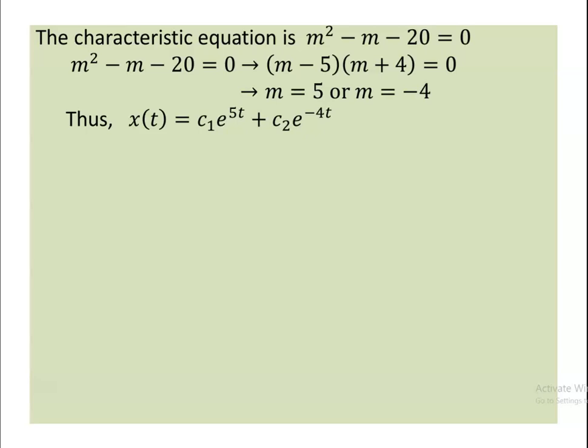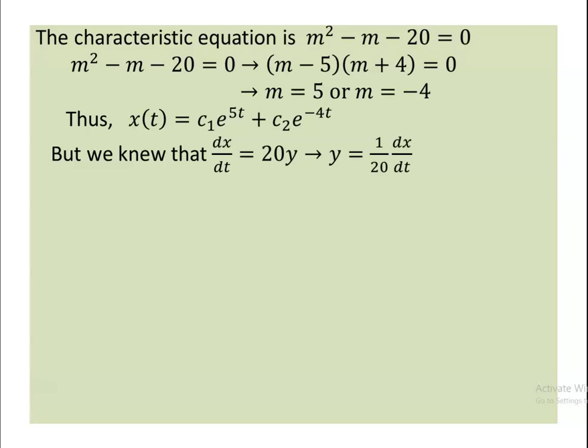Our intention is to solve the system, and the system is said to be solved if we know x and y. x is already obtained, but we didn't determine y. So in order to know what y is, let's use the obtained expression. We've said that dx over dt is 20y, so y is going to be 1 over 20 dx over dt. But we knew what x is. So in order to know dx over dt, let's differentiate this with respect to t and multiply by 1 over 20, then y can come. Thus y is going to be this one, students.